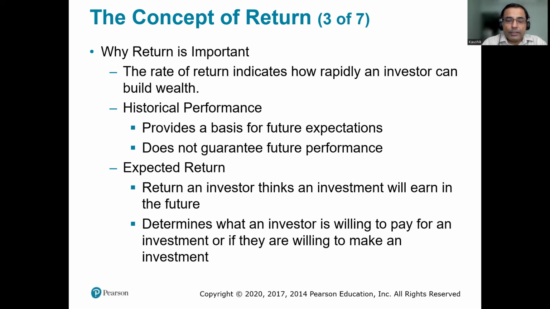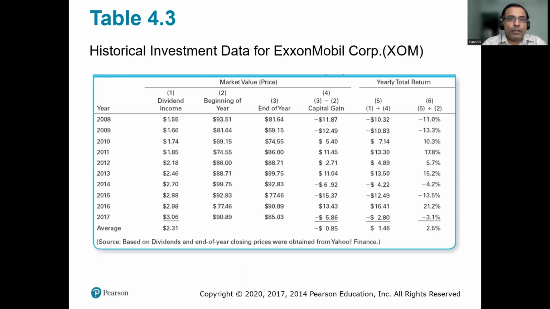Then we have expected return, that is what an investor expects to earn from an investment. If the returns provided by the investment is more than what the investor expects, then the investor will be more willing to invest in that asset. So this is the historical trends in returns from stock of ExxonMobil, both dividend income as well as capital gain or loss. So this gives us an idea about the return in each financial year mentioned in this table.